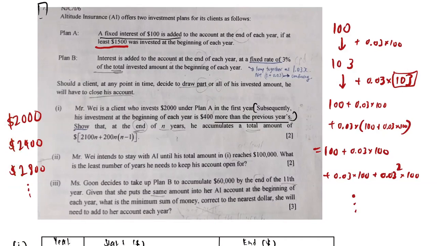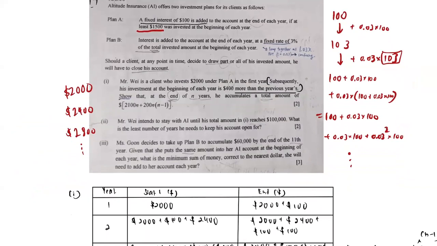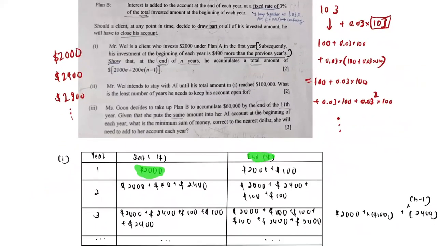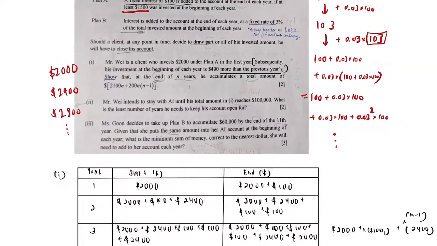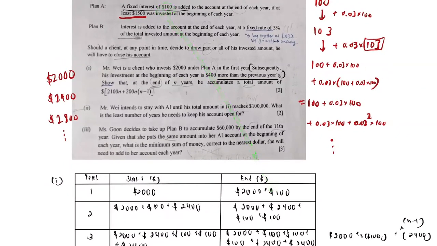At the end of n years, then we have to calculate the total amount. So let's see your working. Start off with 2,000, good. End off with add on $100. Is it 100? Yes, fixed interest of $100. Then you take this amount, don't simplify, very good. You add on a new deposit of 2,400. Then what happens? You just add on another 100 here. So you start to see a pattern already.